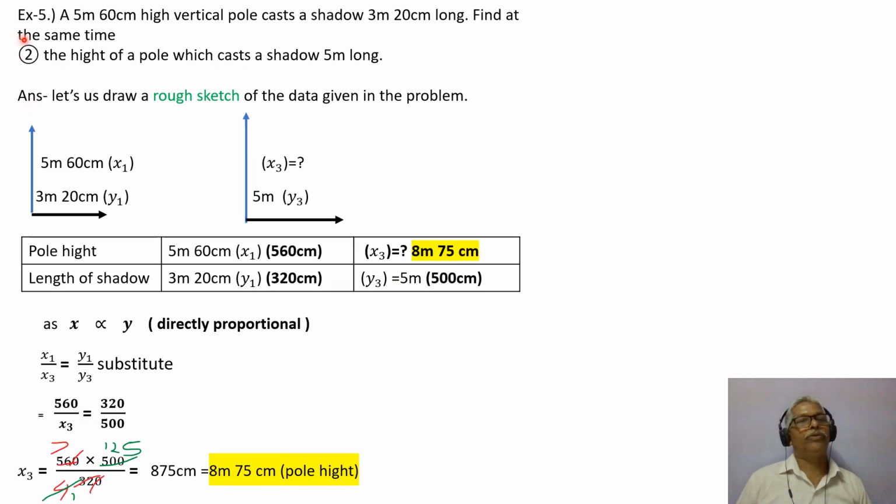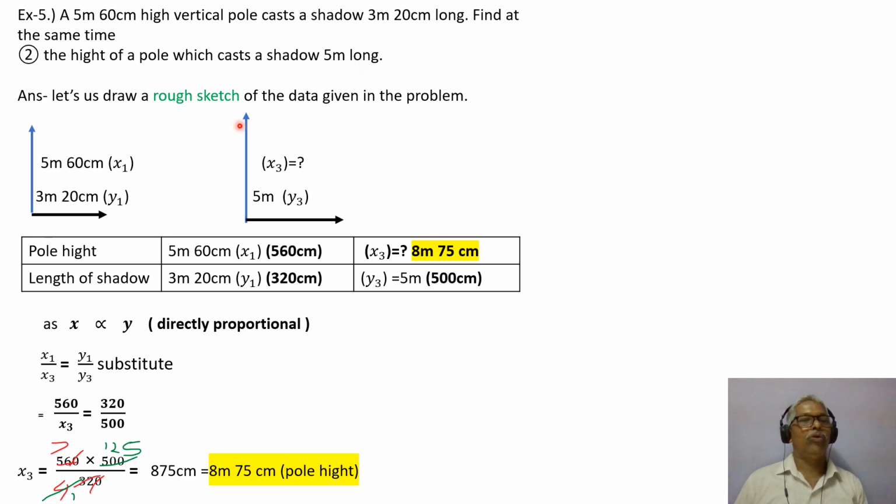So this is example 5, second part. We read the data which we need here. A 5 meter 60 centimeter high vertical pole casts a shadow of 3 meters 20 centimeters long. That is what we saw in the last problem also. Find, at the same time, the height of a pole which casts a shadow of 5 meters. This time he has asked for the height.